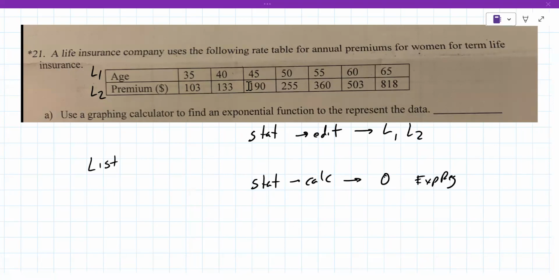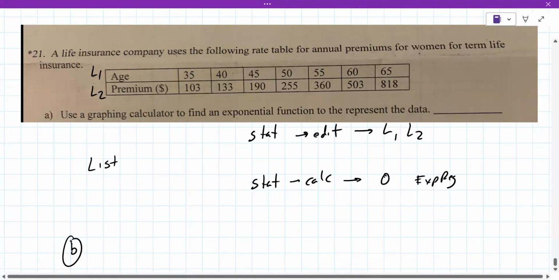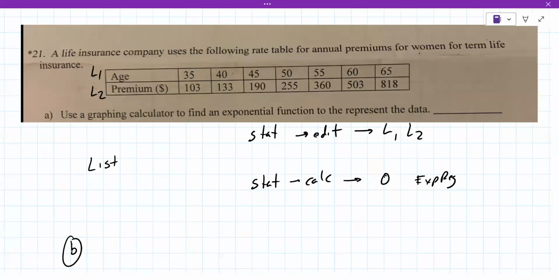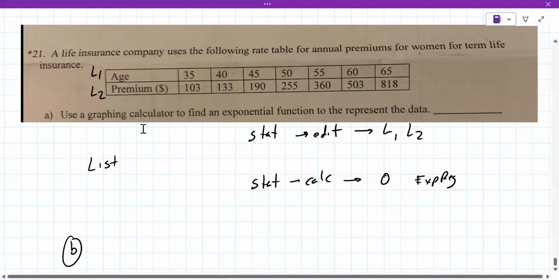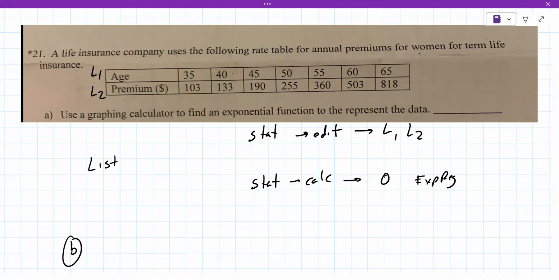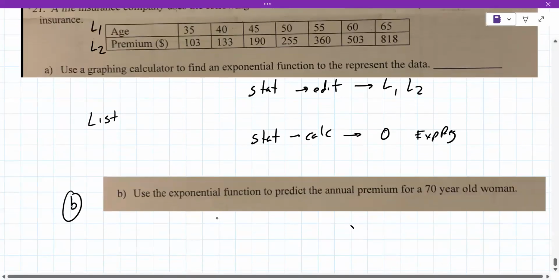Once you get the equation to do part B, you just put the numbers in. It'll tell you e to something, and you just put the number in, just like we did for 19, sorry. So there'll only be one variable, and you'll put in x equals 70 into that.